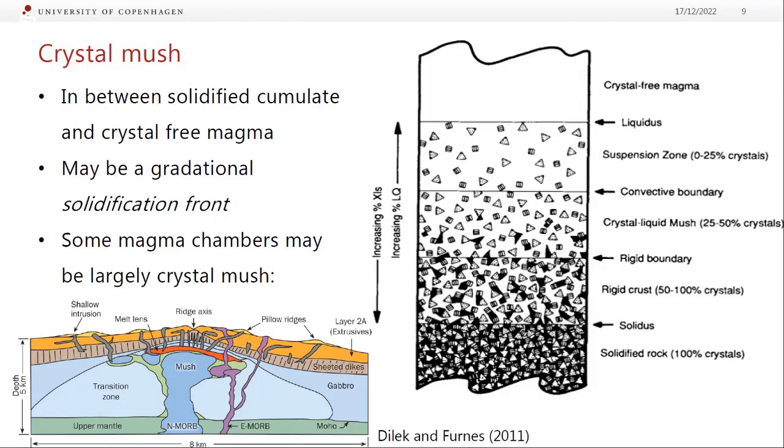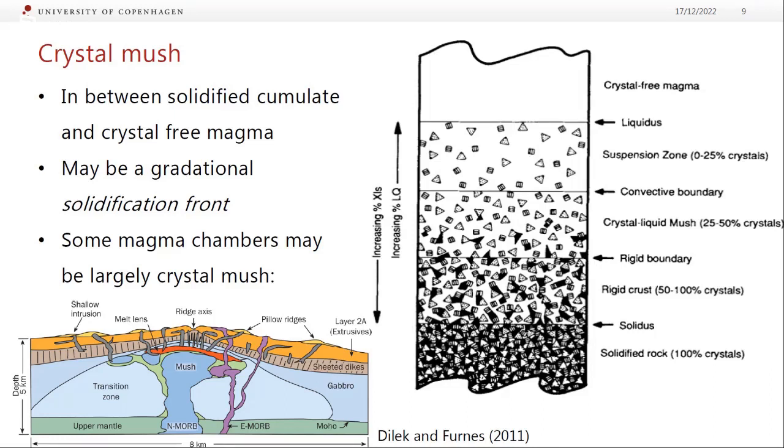And just talk about that here. Crystal mush is basically something in between a solidified cumulate rock and a crystal-free magma. And we have mentioned it before in terms of the mid-ocean ridges. In the figure that I showed you, we had this big mush just below the ridge. So this is a mixture of magma and crystals. Some of the magma goes on to be erupted as mid-ocean ridge basalts, and some of it will freeze, and that will be our gabbros underneath.